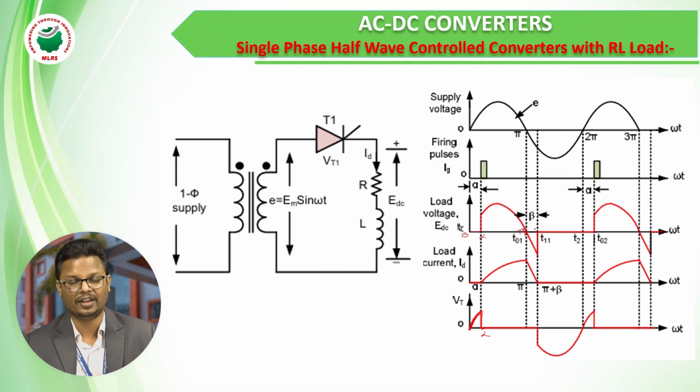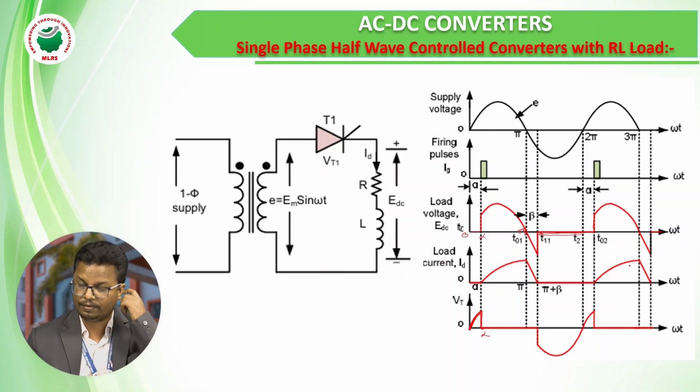After T11, the inductor energy becomes 0, and along with that the thyristor is in turn off condition, so the output voltage is 0. So from T1 to T2, the output voltage is 0. After triggering again at T02, it conducts again up to 3 pi. So this will be continuous.